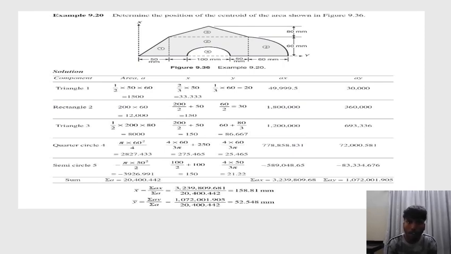Determine the position of the centroid of the area shown in the figure. Okay, and you can see the figure here. This is like a component solution, and this is that fourth point, where we tabulate component, area, x, y, ax, and ay. Let's look at the figure.